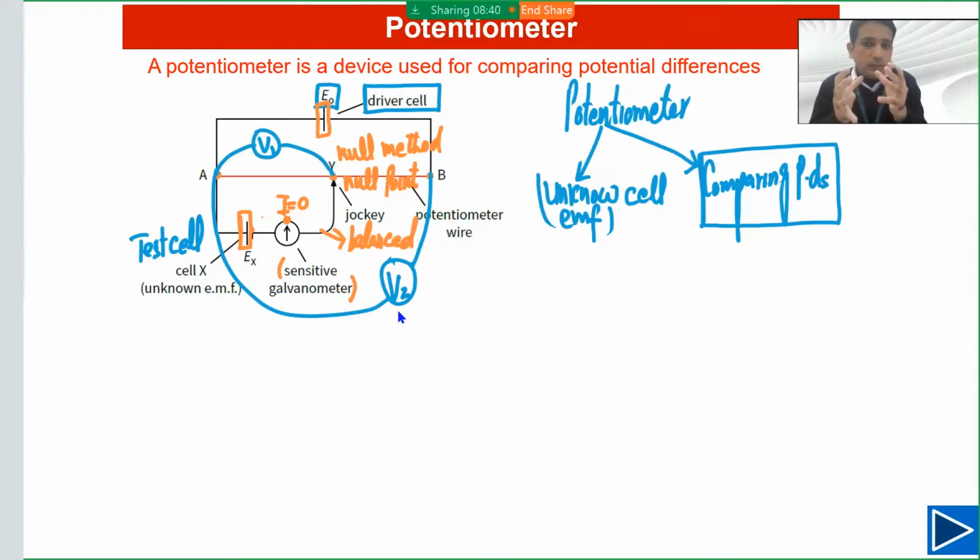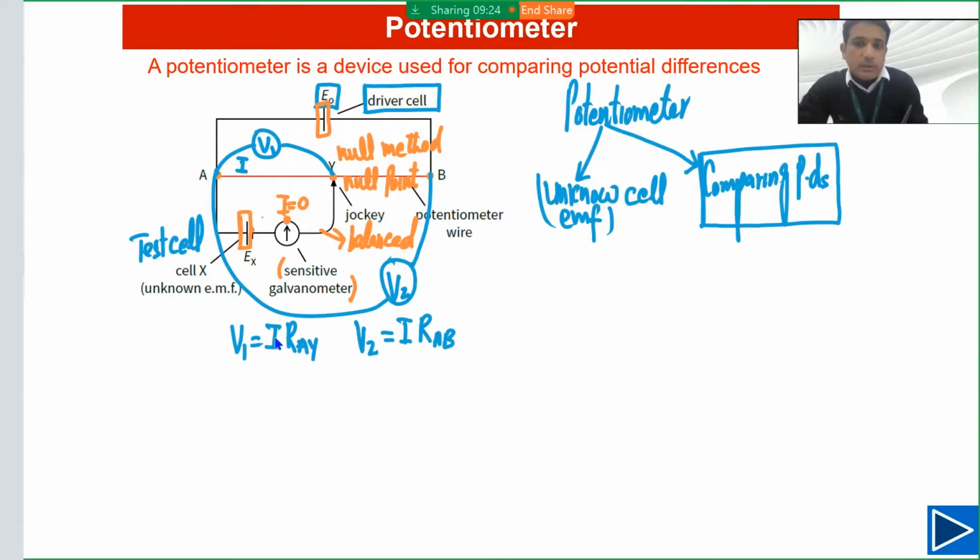Now we need to understand this a little bit. In this case, this is V1. If I need to write down V1, I can simply write V1 is equal to I times the resistance of this part of the wire, so the resistance is R_AY. And the current in the same wire is the same when this is balanced. There is the same current in this part of the wire and also in this part of the wire. So we can also write V2 will be equal to I times resistance R_AB. Resistance AB means from this point to this point, the total resistance.